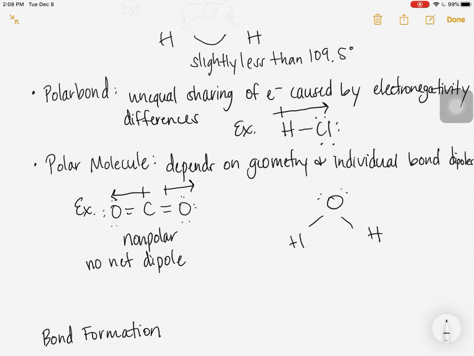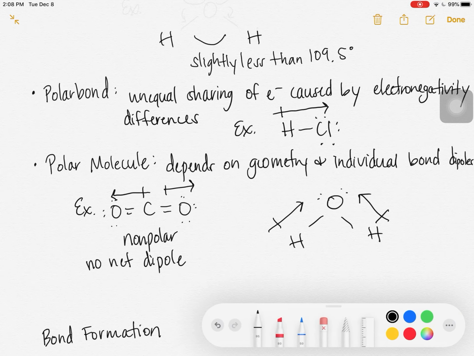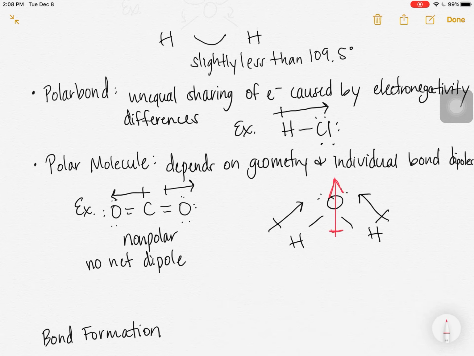Then you have something like water, where if drawn correctly, water has a bent shape, okay? Water also definitely has polar bonds, and it has two bond dipoles, but in this case, those dipoles do not cancel, and they combine to form an overall dipole kind of pointing up toward the oxygen. So in this case, water is polar, and it has a net dipole or an overall dipole, okay?